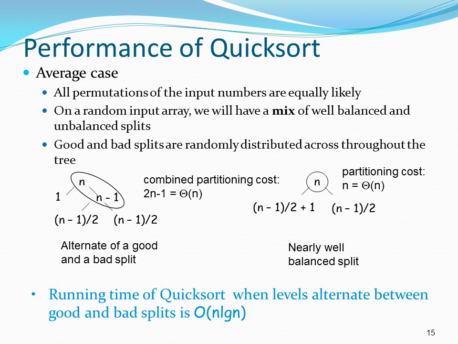So the running time of quicksort when levels alternate between good and bad splits is order of n log n. A good split means dividing the array into two arrays containing equal elements, n by 2 elements each. A bad split means one half of the array contains one element and the other half contains n minus 1.